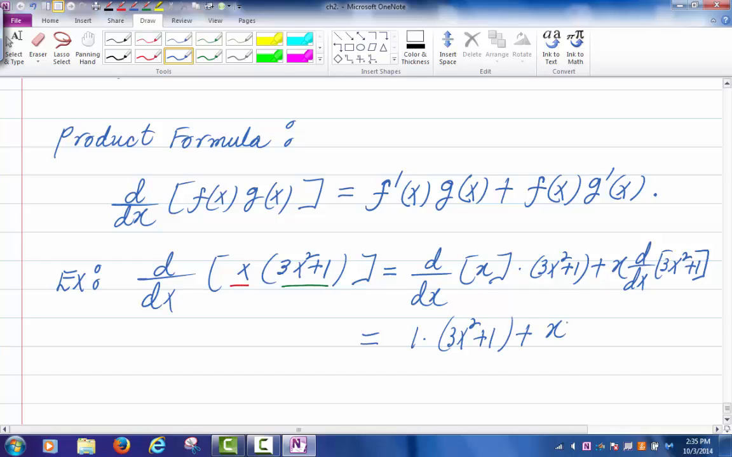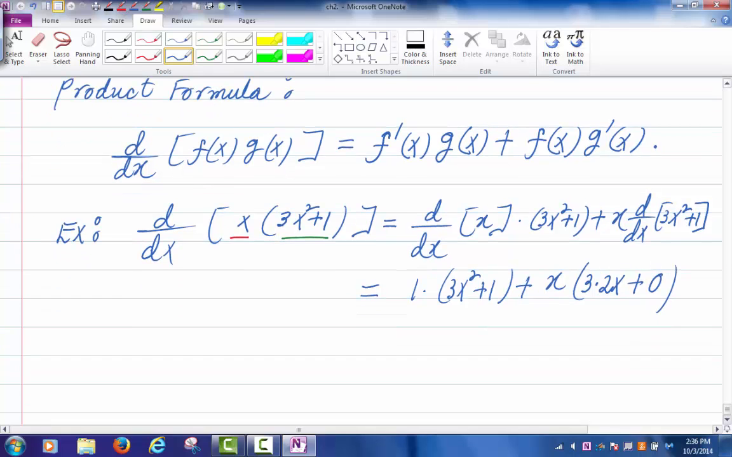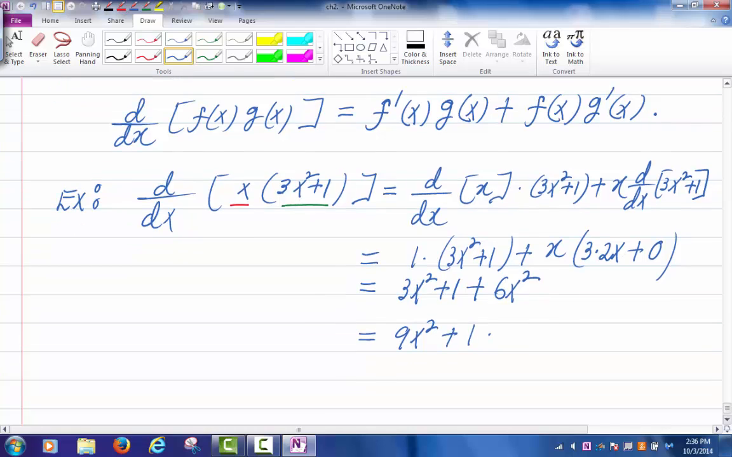And what's the derivative of 3x squared plus 1? The derivative of 3x squared would be 3 times the derivative of x squared. Derivative of x squared is 2x, so I get 6x here. And what's the derivative of 1? 0. So basically what I get is 3x squared plus 1 plus 6x squared, right? So what's that? 9x squared plus 1. So this is what I get by using the product rule.